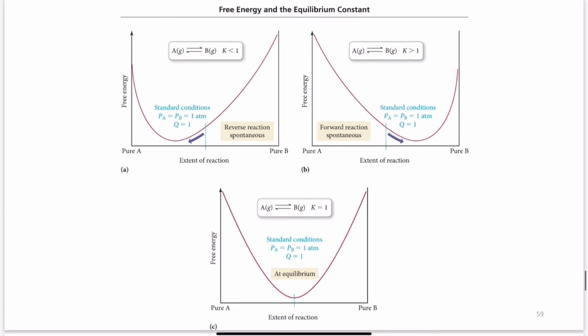Now what if I looked at these graphs here? What do these tell me? See here, I've got 3 different graphs. They all say x-axis is extent of reaction, the y-axis is your free energy, and I've got 3 different systems where I've got A in equilibrium with B. One says that K is less than 1, one says K is greater than 1, and one is K is equal to 1. If I look at the first one here, where K is less than 1, I've got more reactants than products present.